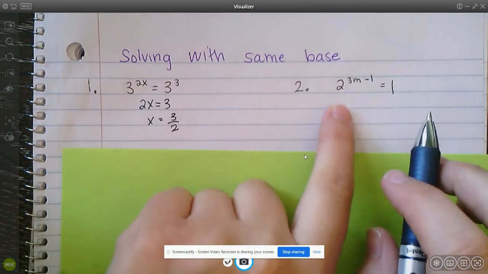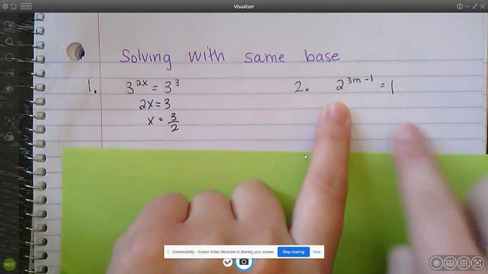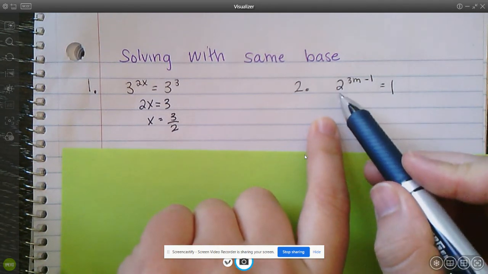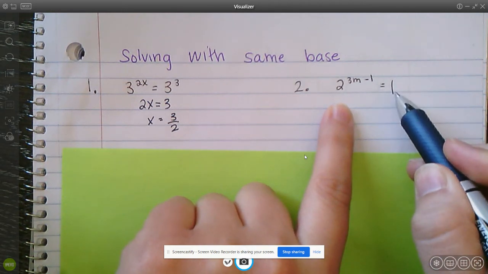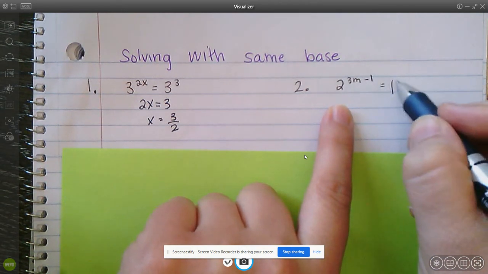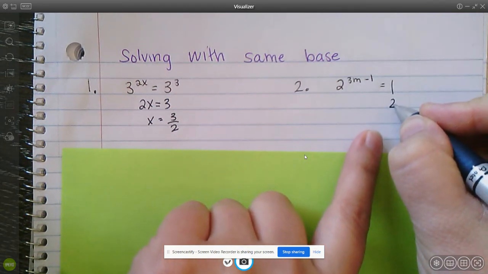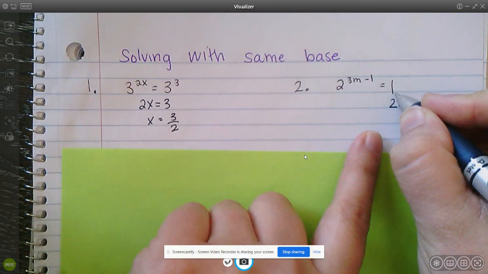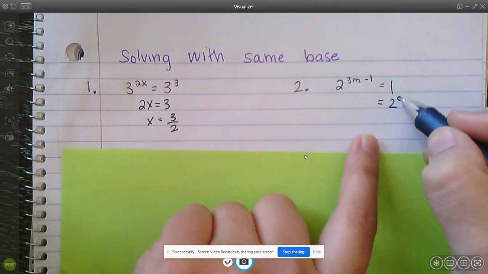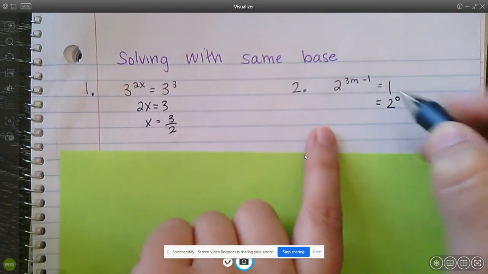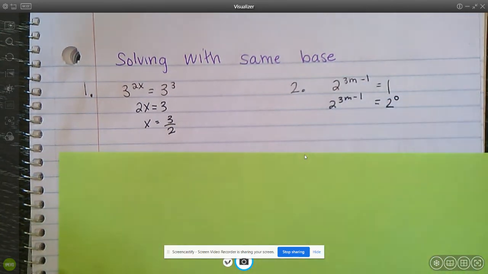Okay, so now we have a base of 2 and we have a base of 1. So we can either change this to a 1 or change this to a 2. The easiest way to do this one is change this to a 2. 2 to the power of what gives you 1? Well, that's just 0. So 1 and 2 to the power of 0 are the same thing. I'm just going to rewrite this side.